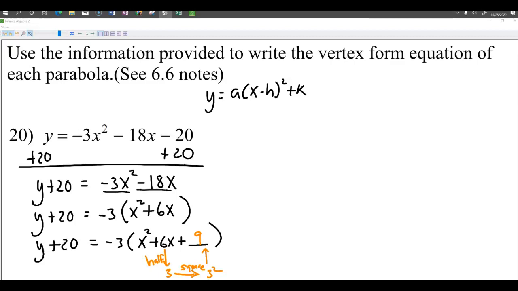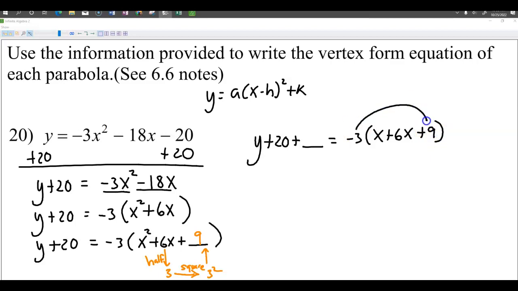Now, since I added something on the right side, my next step is to fix the balance of my equation by adding something to the other side as well. Here's how that works. We're going to multiply the 3 times the negative 9, and whatever we get there, that's what we're going to put here. So 3 times negative 9 is negative 3 times 9, which is negative 27. All right, from there we're going to simplify. So we're going to add the 20 and the negative 27 together to get negative 7.